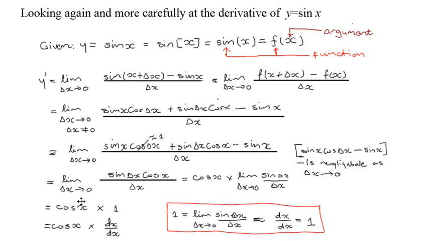Then we can look at this derivative of sine as cosine multiplied by 1, where 1 plays the role of the derivative of the argument of the function, which is cos. So it's the derivative of x with respect to x.